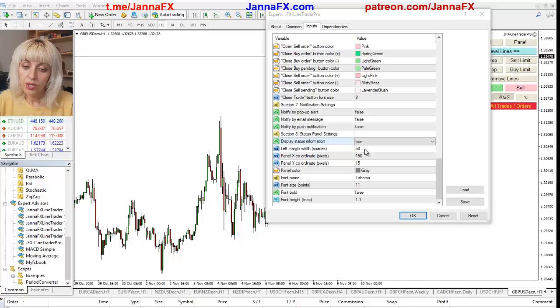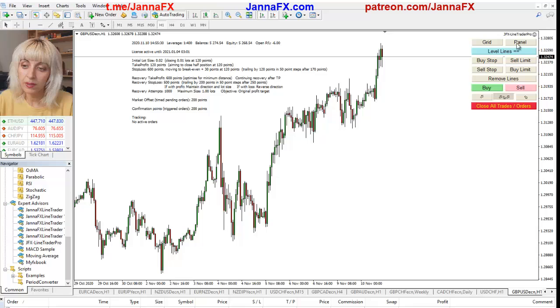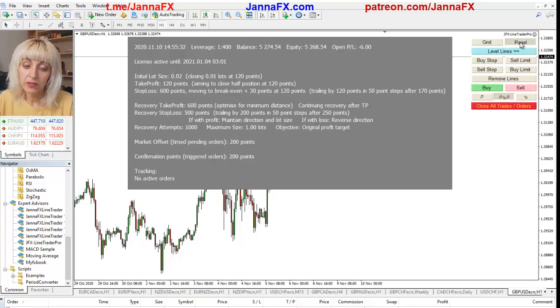And for example, what else do you want? You can change the font name and the size. Let's say, for example, I want a little bit bigger size. I don't know, let's say 18. So I'm going to show you. You see, it's not that, but if you press the panel, you see now it's bigger, isn't it? Before it was very small, you couldn't read it.